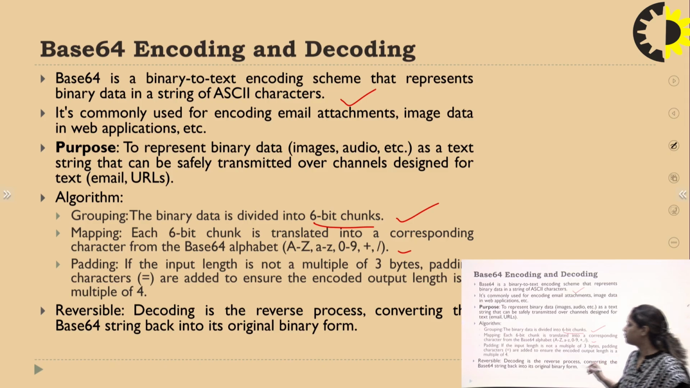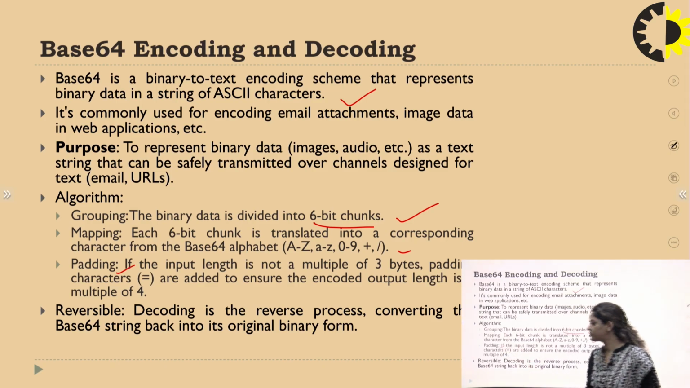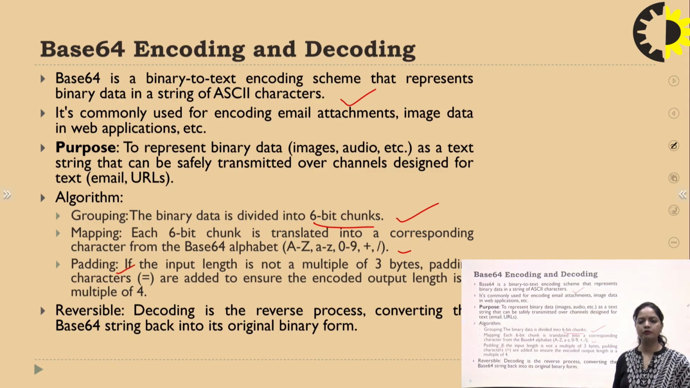And then padding is done. Padding is done if the number of bits in a group is deficient. We are grouping the bits in groups of 6 bits. If the last group has only 4 bits or 5 bits, we have to insert extra bits into that group in order to form a 6-bit group. That concept is known as padding, in which we insert extra 0 binary bits into the group in order to complete its formation.